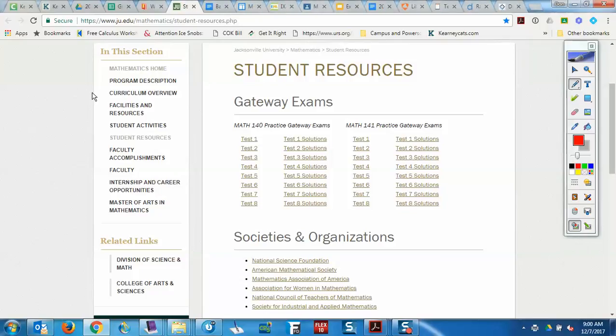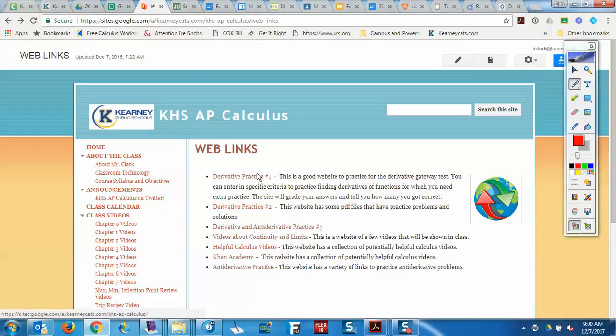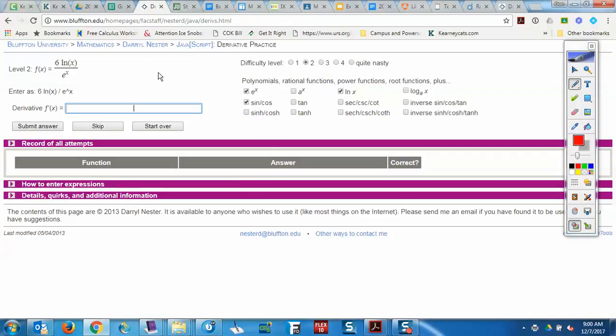Okay, I wouldn't spend a lot of time on that one just yet. Probably we've got enough in the book to keep us busy for a while. Derivative Practice 1 is kind of cool because you can give yourself all kinds of different problems. You can do difficulty level 1, 2, 3, 4, and then quite nasty. You can pick the different functions you want to practice. If you just want to stick with e to the x, ln x, sine, cosine, of course it's going to give polynomials and powers automatically. But you can pick some of these other ones.